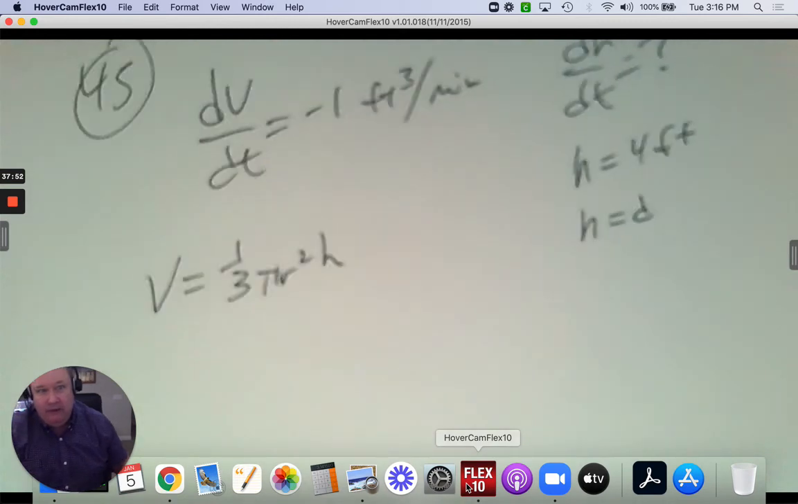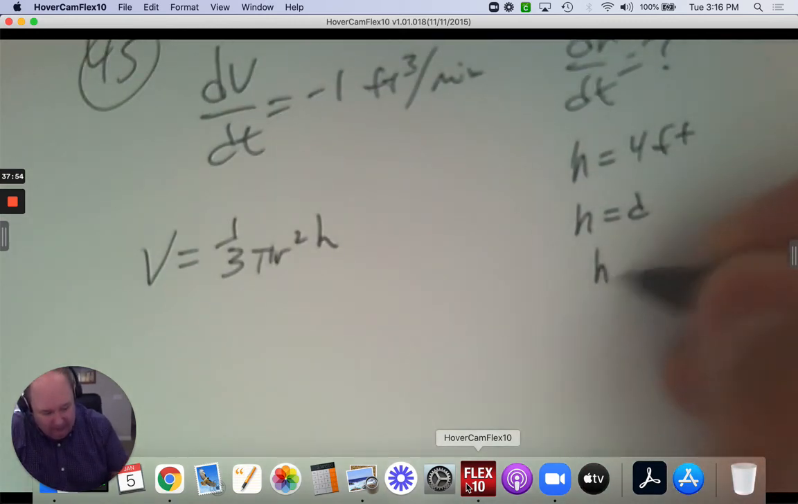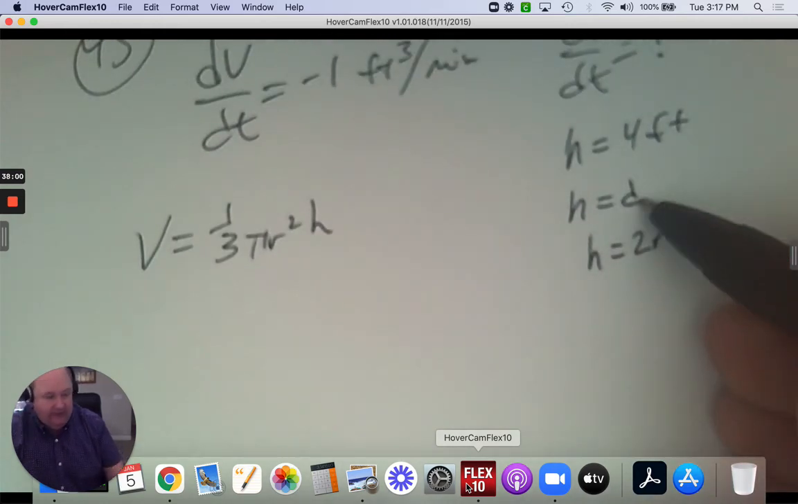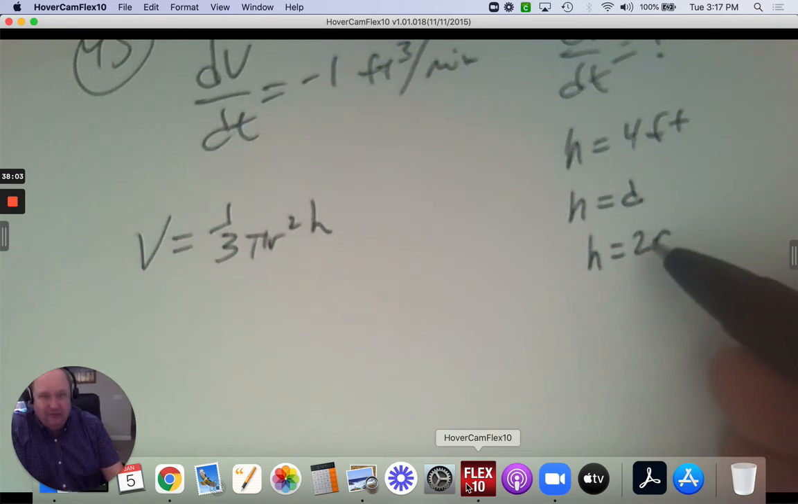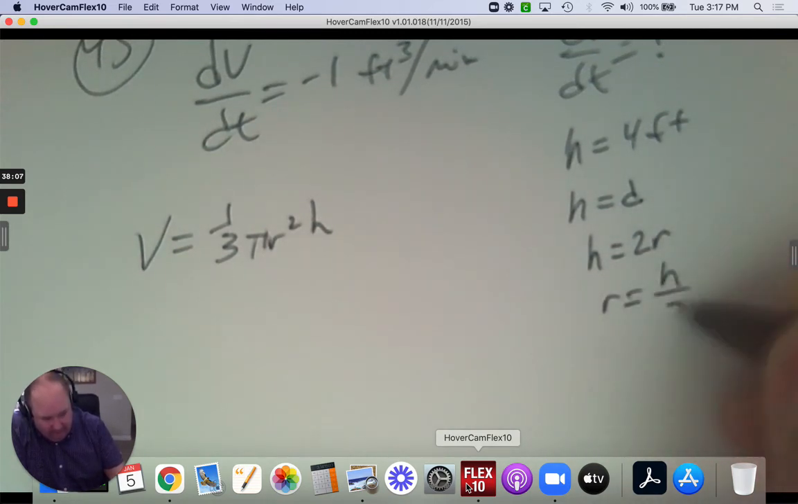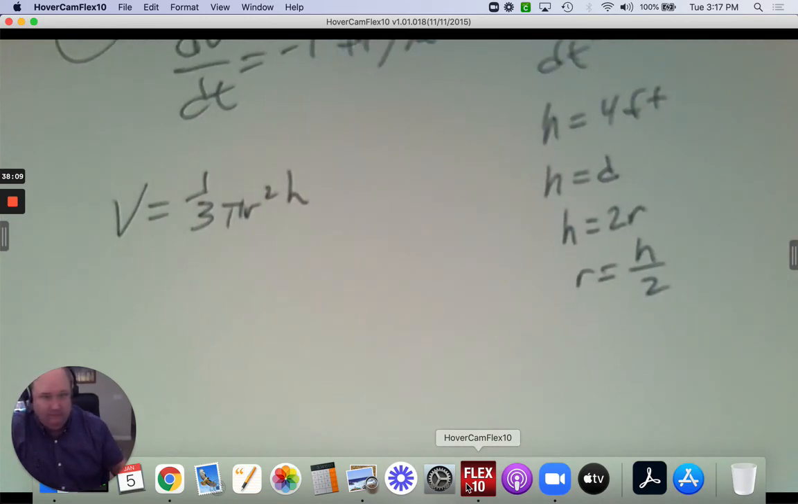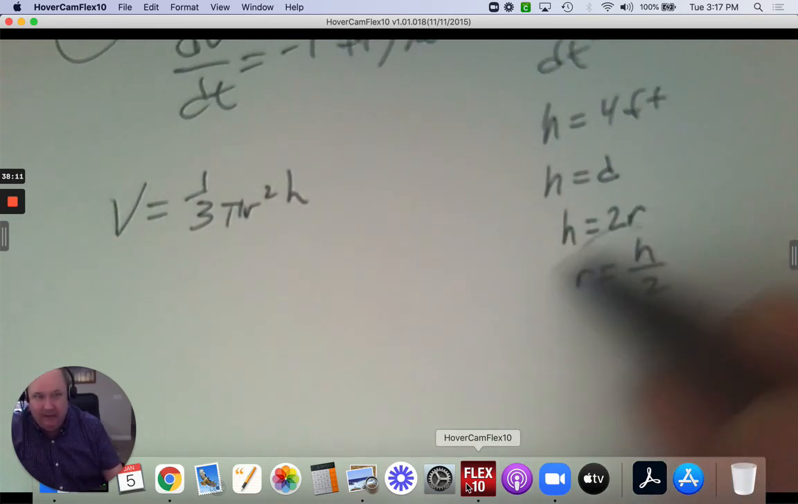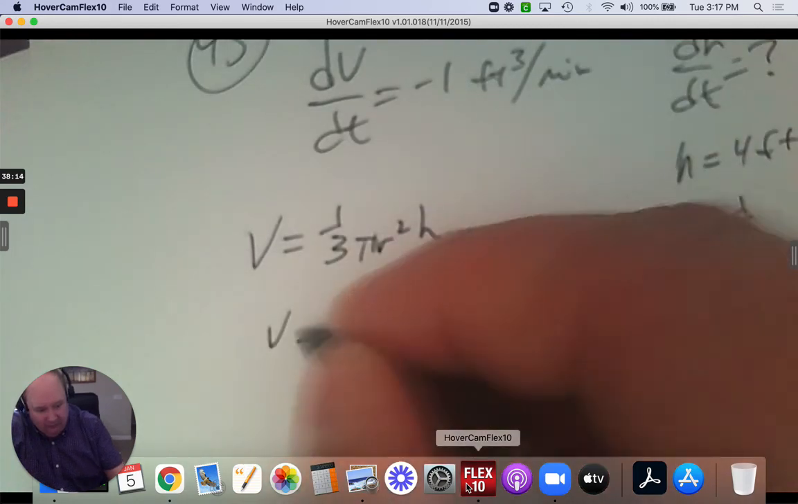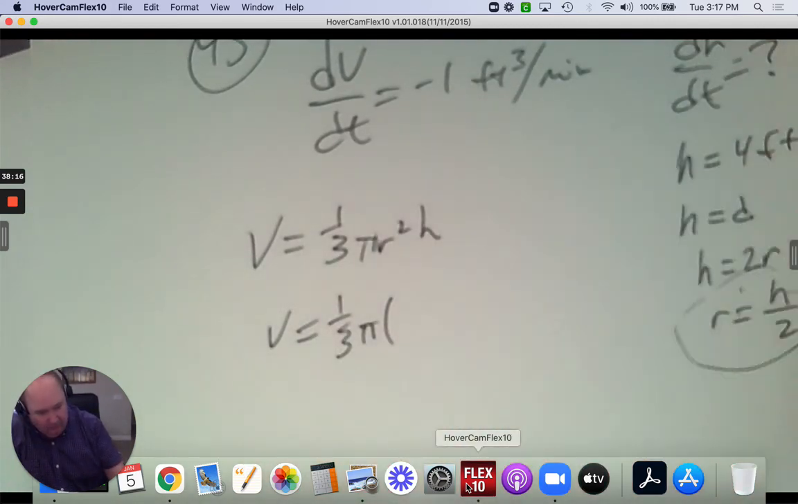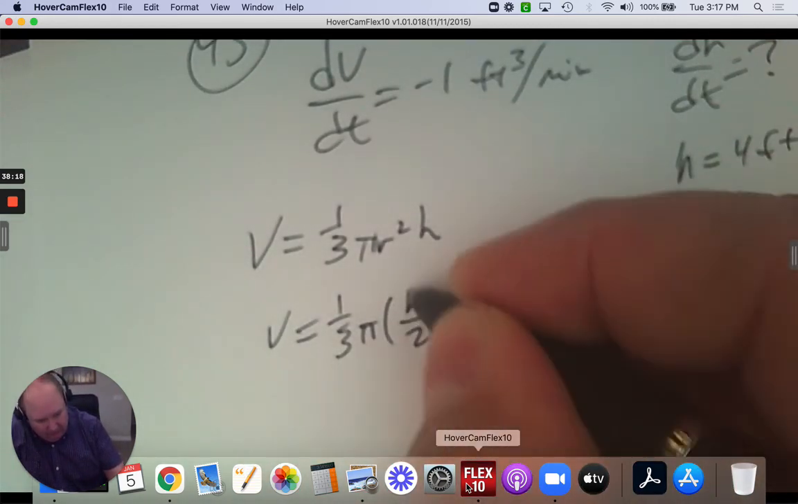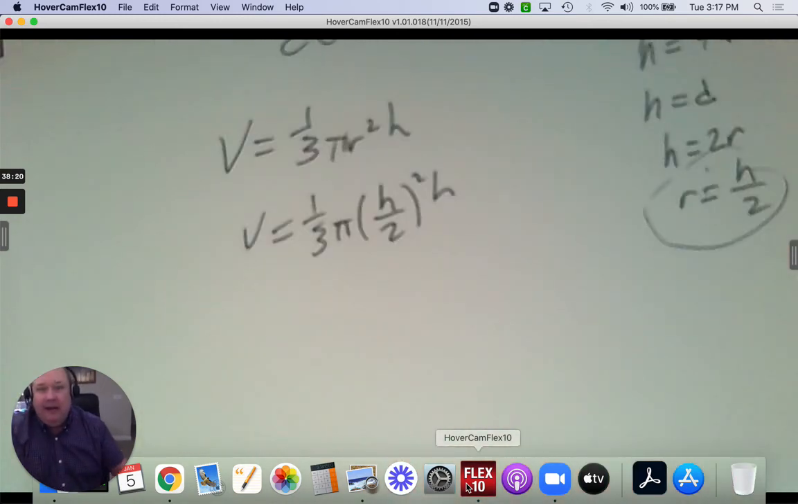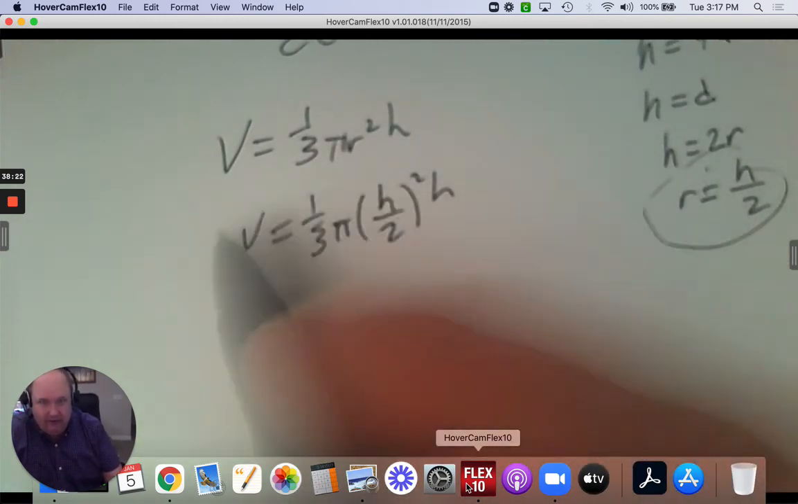But I need a relationship for the radius. Well, the radius is half the diameter, or the diameter is twice the radius. So if I want r by itself, I need to divide by 2. That relationship I need in here. So the radius becomes h over 2. And now I have one variable on the right side and one variable on the left side.